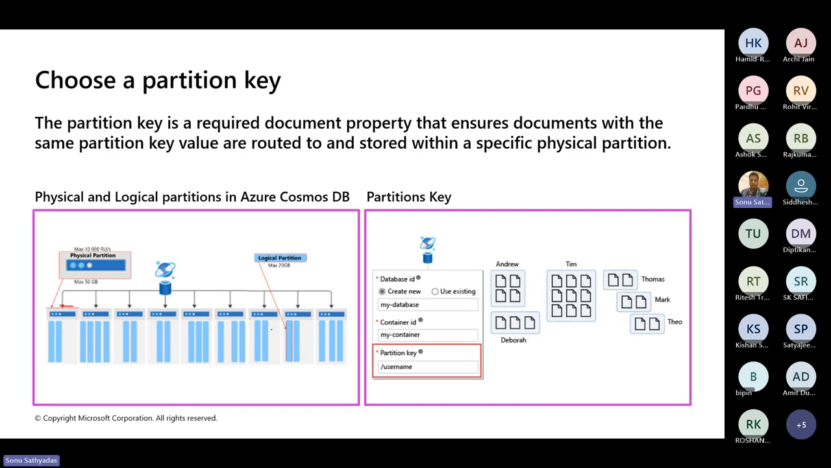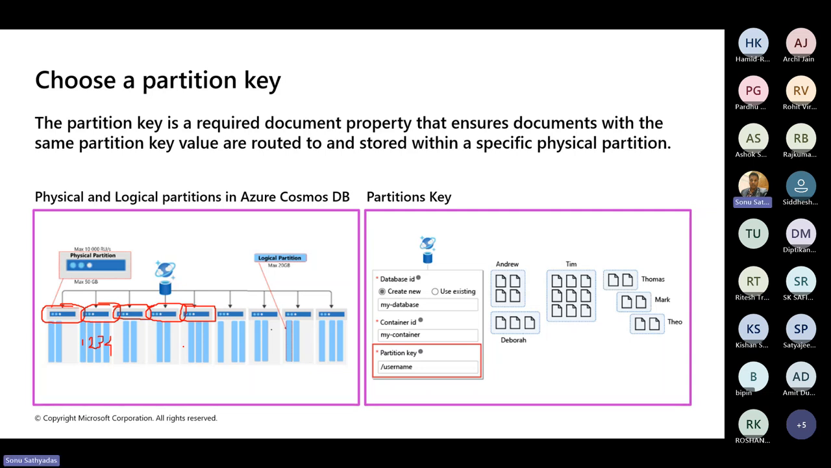You can see that in the picture here. This is physical partitions. You can consider this as one server, one machine, one disk. There are multiple disks we have, so these are all disks. And inside one disk, we can have multiple logical partitions. So this is one partition, this is another partition, this is another partition, and this is another partition. So if you see, there are four logical partitions within a single physical partition. That is what you have to understand.